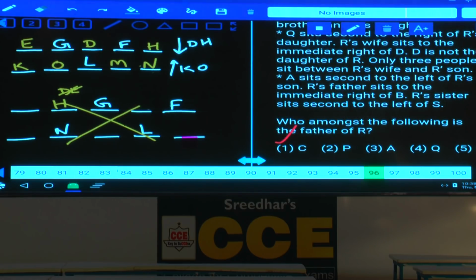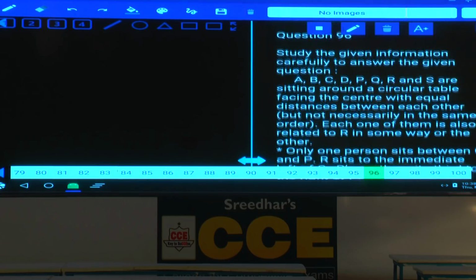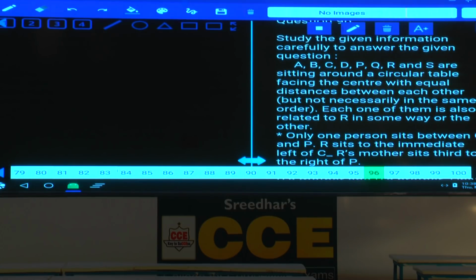Then question numbers 96 to 100. A, B, C, D, P, Q, R and S. How many persons are there? 8 persons are seated around a circular table facing the center. Facing the center clearly given and with equal distance between each other. And each one of them is also related to R in some way or the other. Now it is a combination of circular arrangement along with blood relations.